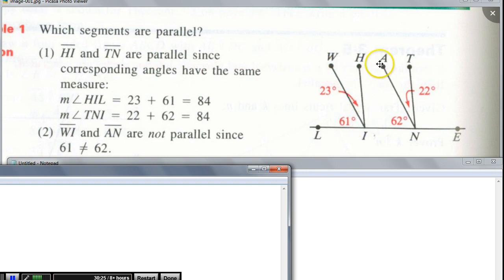Yes, Yvette? Why aren't WI and AN parallel? Because angle WIL is 61 degrees, whereas angle ANL is 62 degrees. They're not congruent, right? Even though they look like it, they have different angle measures. So the corresponding angles are not congruent. Therefore, these two lines are not parallel. Does that make sense? If you were to take out WI and AN, it would be a lot easier, but that's what they do to see if you really understand what these theorems are saying. Any questions? Are we good?